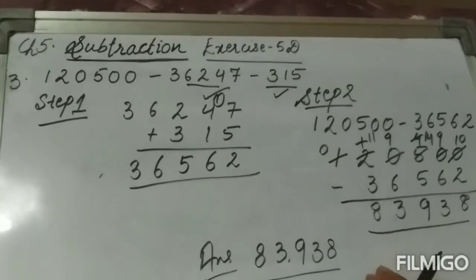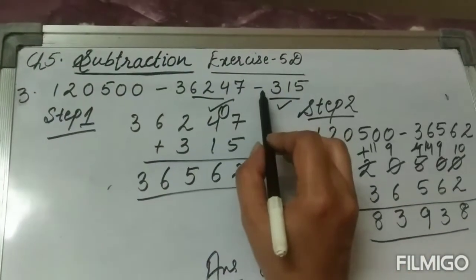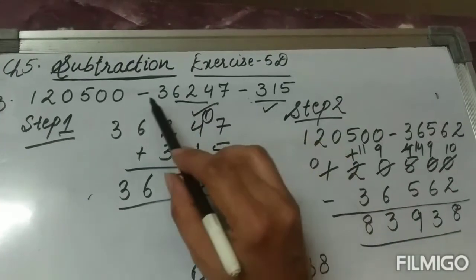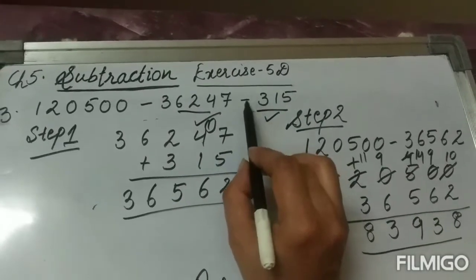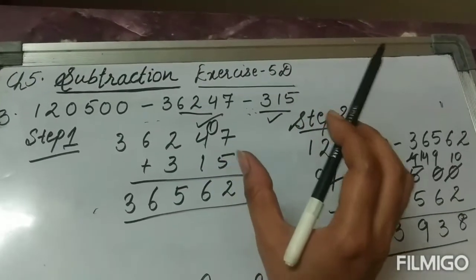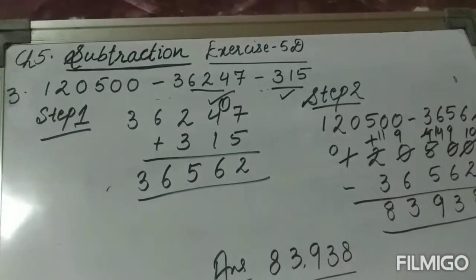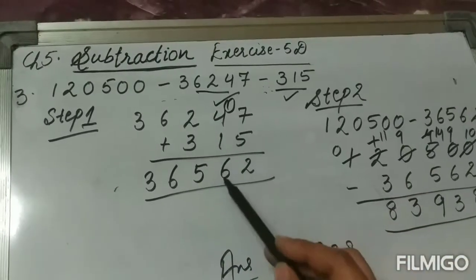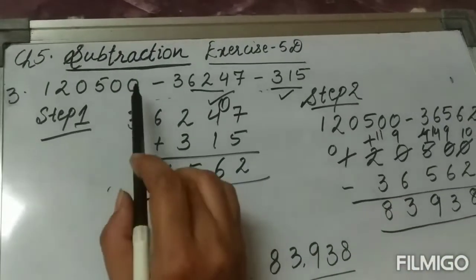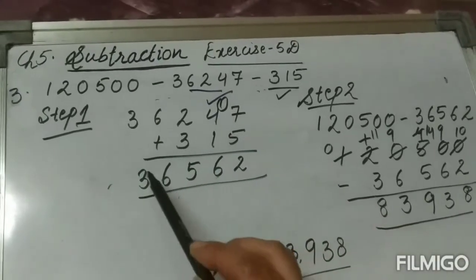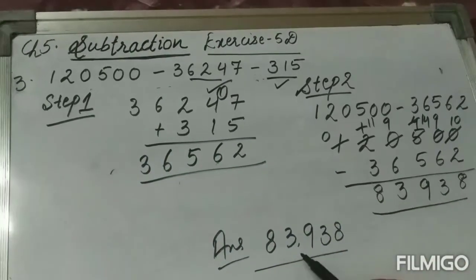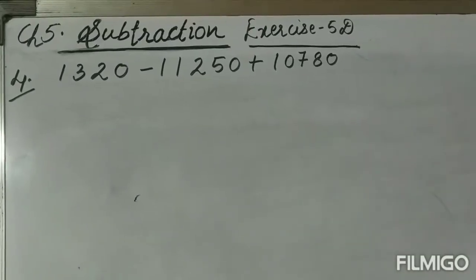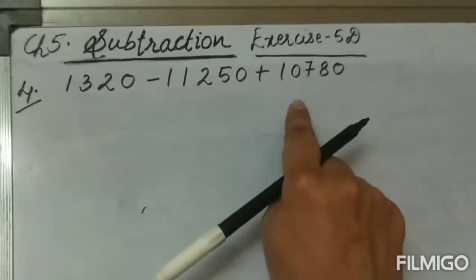So remember one thing, if we have a negative sign here, then also we have to add, because these two numbers both have the same sign. If the numbers have the same sign, then we add the numbers, and in the next step we subtract the addition of these two numbers from the given number. So I have subtracted this number from this number and the answer is 83,938.